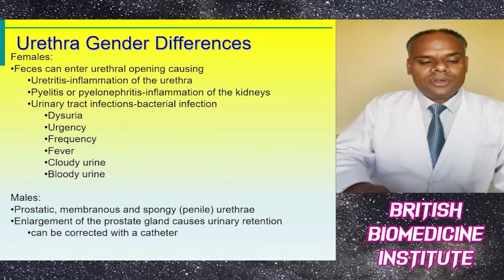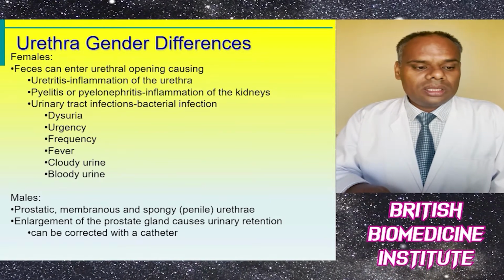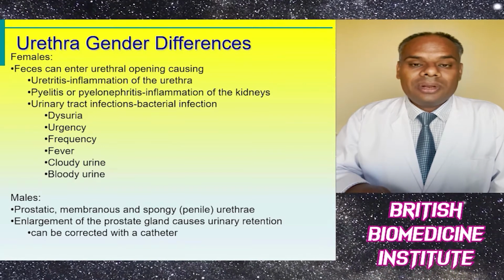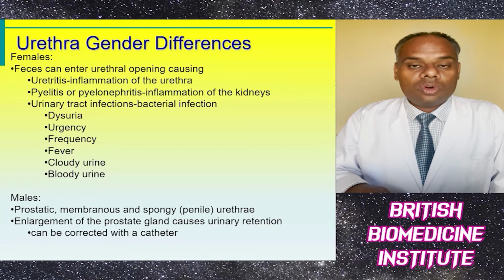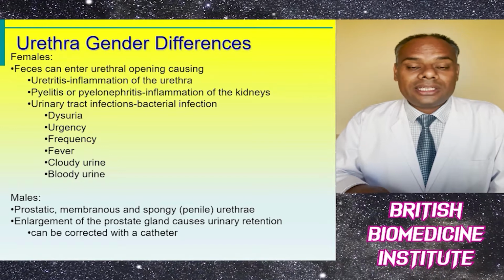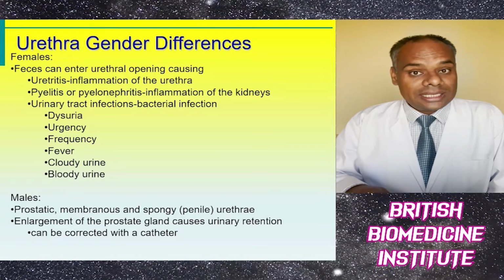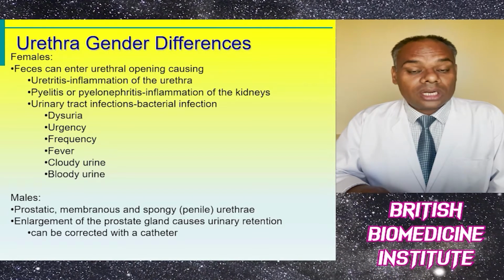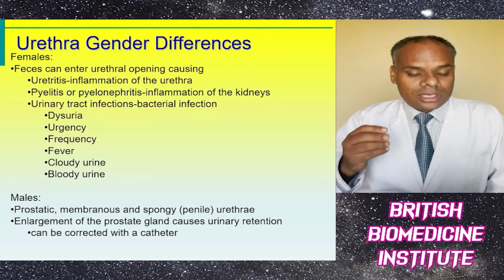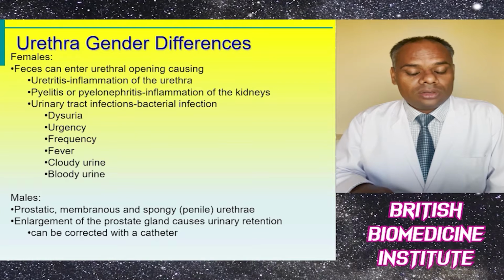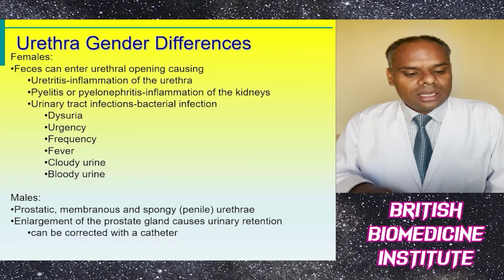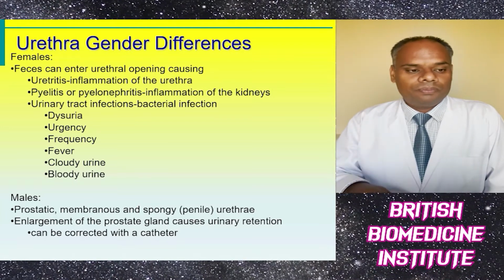In females, feces can enter the urethral opening, causing urethritis, an inflammation of the urethra. Pyelitis or pyelonephritis is basically inflammation of the kidney. Urinary tract infection can be bacterial, with symptoms like dysuria, urgency, frequency, fever, cloudy urine or bloody urine. In males, the urethra is prostatic, membranous and spongy, or we can say penile. Enlargement of the prostate gland causes urinary retention. It can be corrected with the help of a catheter.